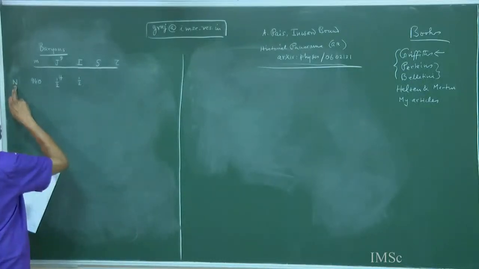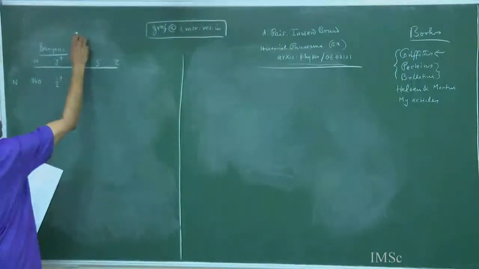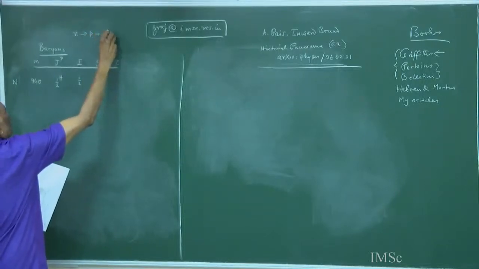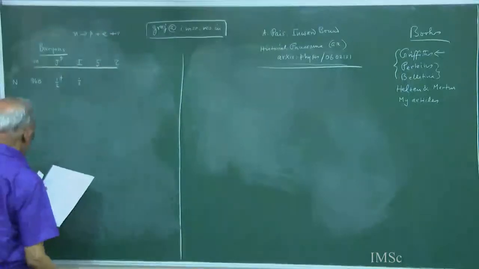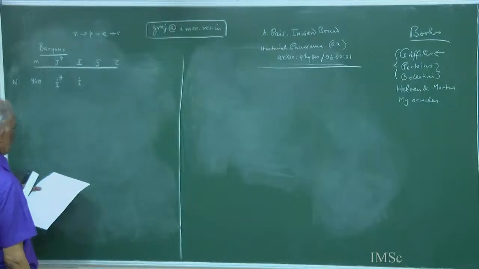Neutron is unstable by weak interaction. Neutron decays into proton plus electron of a negative charge plus neutrino, as we already know. Whereas proton does not decay as far as we know, but it might decay if grand unified theory is correct.